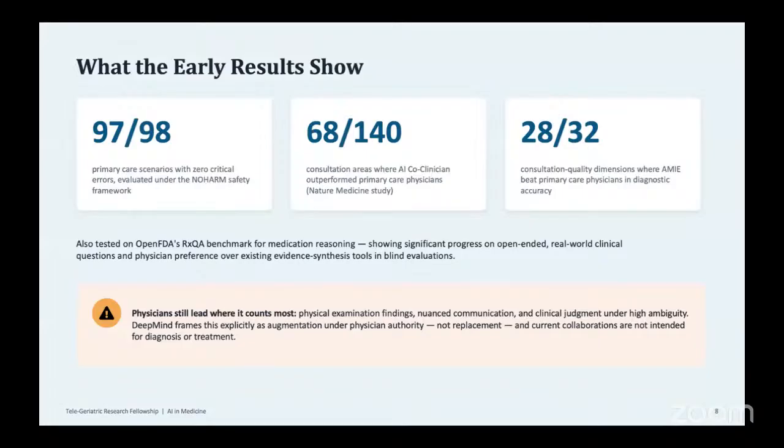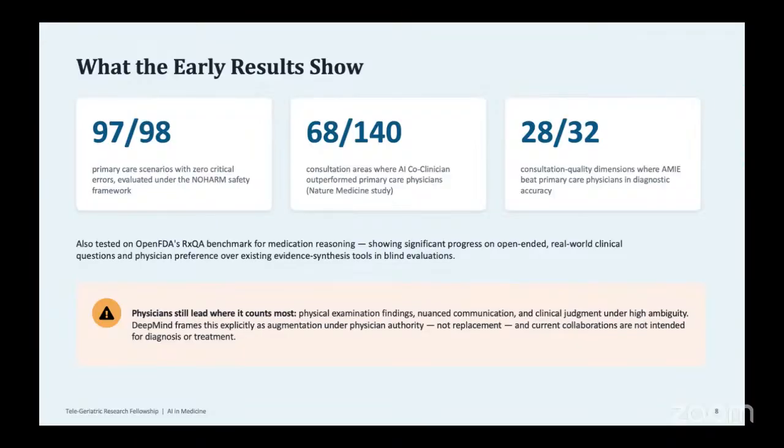So let's talk about what the early results show right now, because I think it's important to look at real numbers rather than marketing language. In 1,980 realistic primary care scenarios evaluated under something called the NOHARM safety framework, the system had zero critical errors in 90.7% of them. That's genuinely strong safety for a first-generation system.